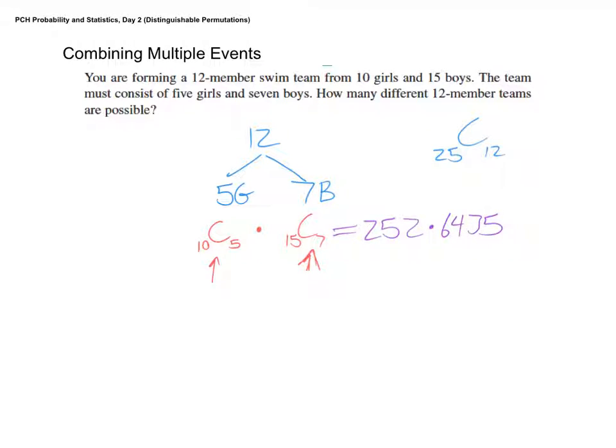Okay, so now that we have those two, we'd multiply them together. And what's our final answer here? 1,621,620. Okay, seems reasonable. Is that what someone else got? Okay, we got confirmation here. All right, so good. There's a lot of different teams that we could make with just choosing 5 out of the 10 girls and 7 out of the 15 boys. Okay?